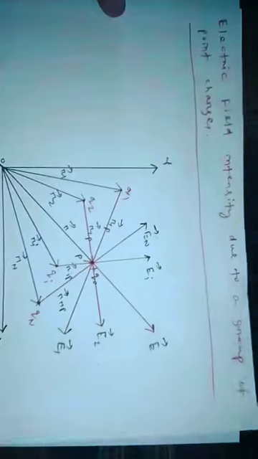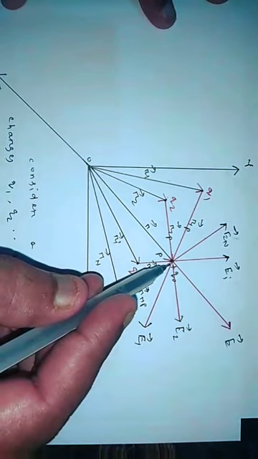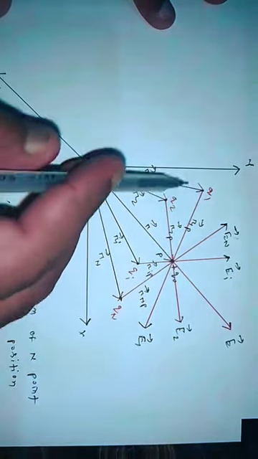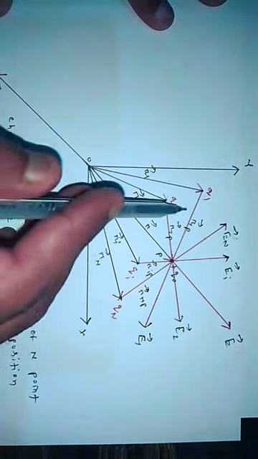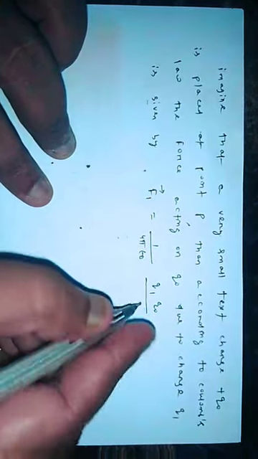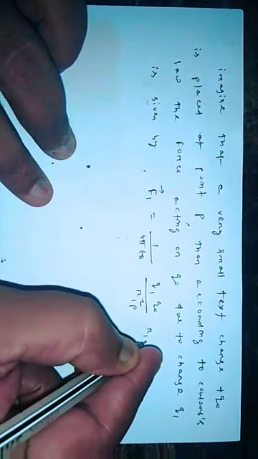So imagine a small positive test charge plus Q0 is just placed at point P, then the force acting on Q0 due to Q1 is F1 equal to 1 by 4 pi epsilon0 Q1 Q0 by distance squared, the distance being R1P squared, along the direction R1P cap.